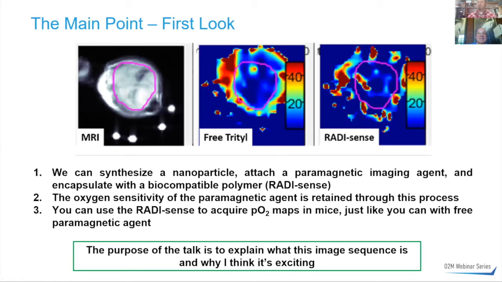So I was a big fan of Hal Schwartz when he gave his presentation and basically said in the first couple slides, here's the big idea in case you fall asleep through the presentation. The presentation is set up to explain why I think this image sequence is exciting. And the take-home points are we can construct a nanoparticle, we can attach a paramagnetic imaging agent, and we can encapsulate it with a biocompatible polymer. I did not send this proposal off to the NCI with RADI-sense as the name. It picked it up mysteriously through the NCI reviewing process, and I just kept it. The oxygen sensitivity of the agent is maintained, and you can use it to capture quantitative PO2 maps in mice, just like you can with the free agent. So if you kind of zone in and out or come back, this is the main take-home point.